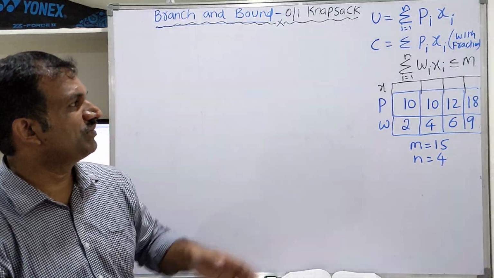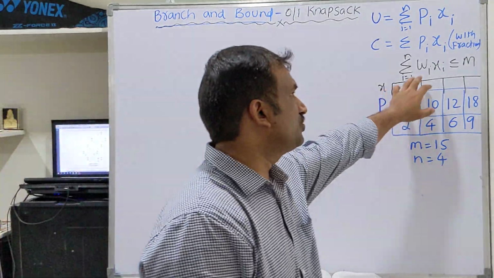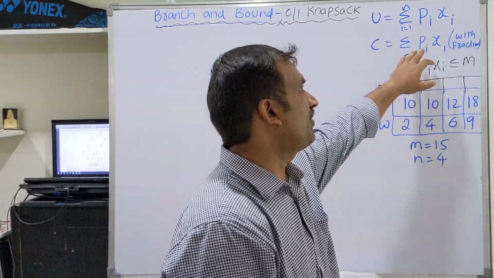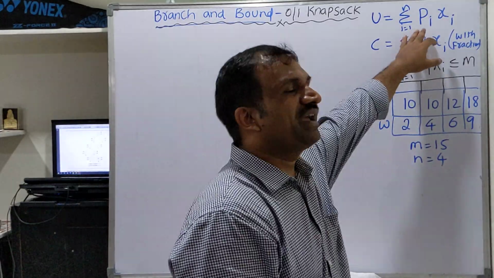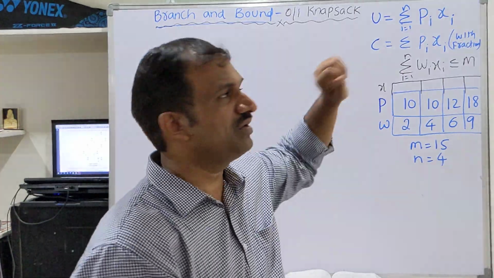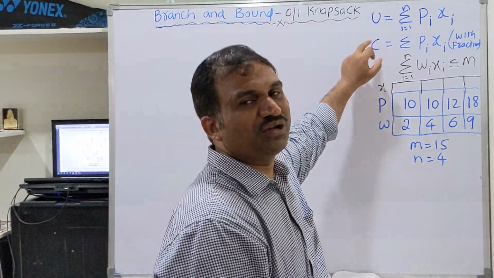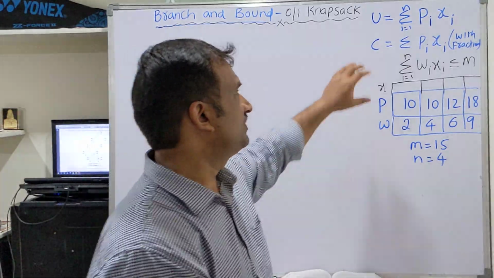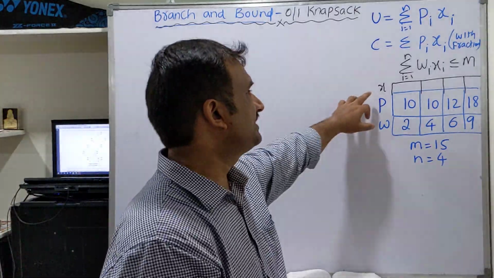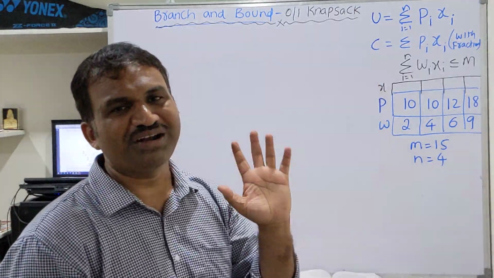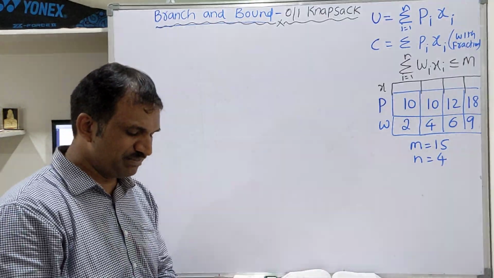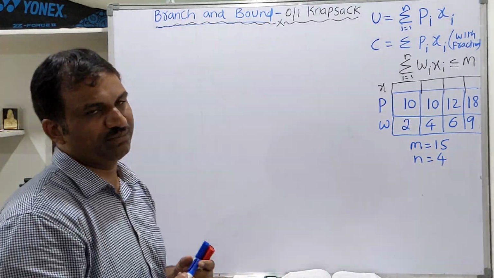So what is the knapsack problem? A bag where you want to fill the weights. Those weights must be less than or equal to m, that is the maximum weight. The profit is calculated with the sum of pi into xi. Here we will calculate two profits, u and c, upper bound and lower bound. The upper bound is without fraction and the lower bound is with fraction. These are the simple formulas we use for the knapsack problem, and xi is the solution vector, which will have only 1 or 0. The weights and the profits are given. Let us solve a simple example using branch and bound.